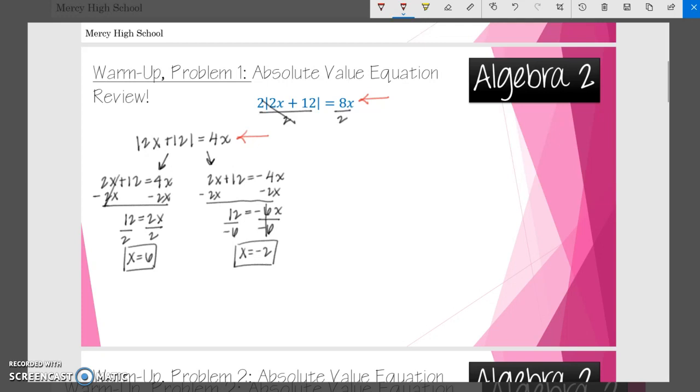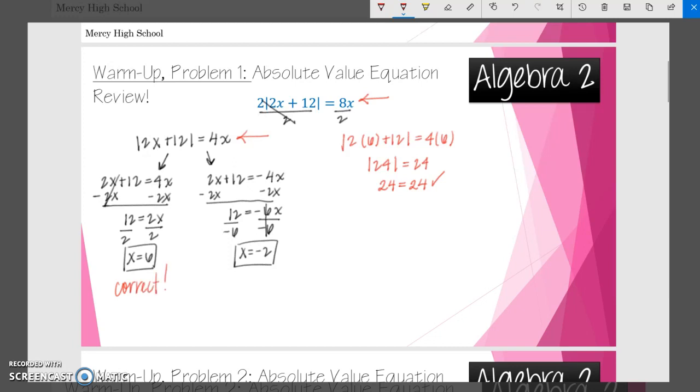So I'm going to take this 6 and plug in up here for anywhere I see an x. So that's going to give me 2 times 6 plus 12 in the absolute value is equal to 4 times 6. 2 times 6 here will give me 12. 12 plus 12 is going to give me 24 in absolute value bars. On the outside, I've got 24 as well because that's 4 times 6. The absolute value of 24 is just 24. So that is a correct solution. So I'm going to hang on to that x equals 6.